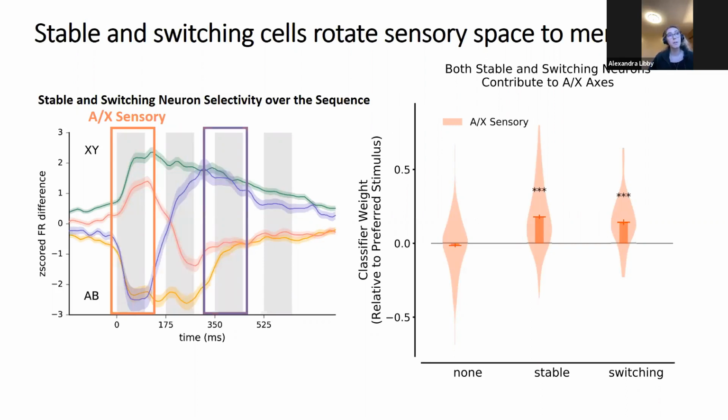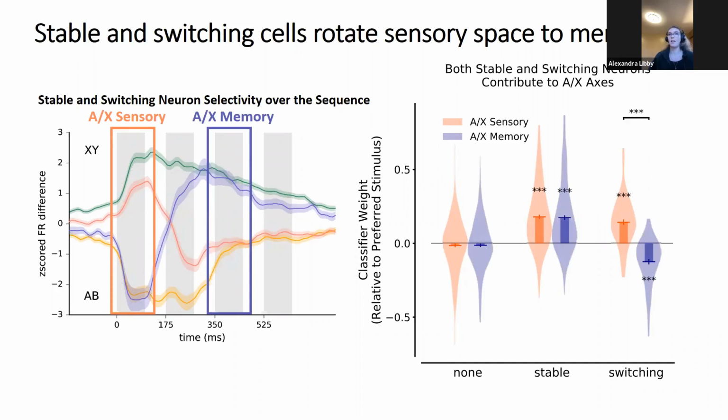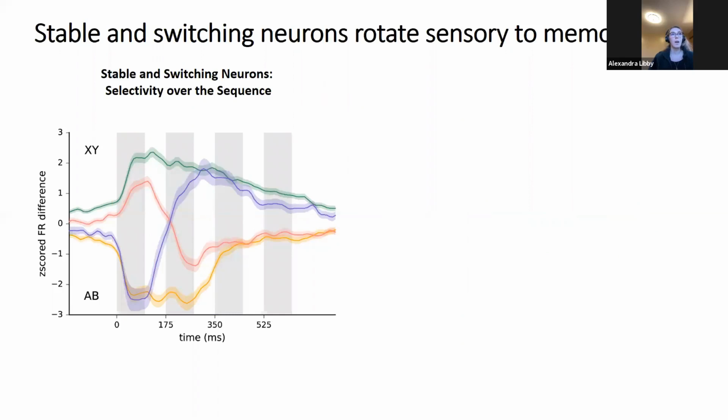Then if we look at the memory period, what we see is, again, stable and switching neurons contribute to the memory axis. And their contribution, or the direction of those classifier weights, is in the same direction during both the memory and the sensory period for the stable neurons. But the switching neurons contribute weights in opposite directions to the sensory and the memory periods. Okay, so I'm going to show you how that completes the rotation.